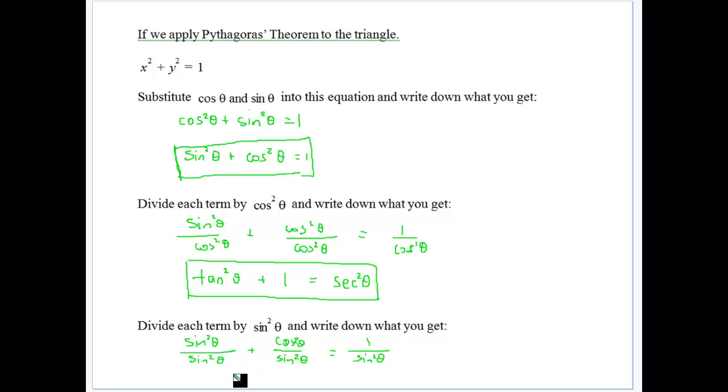So sine on sine gives us 1. Cos on sine, we saw, was equal to cotangent squared theta. And 1 on sine gives us cosecant squared theta. So there's our third relationship that we get from basically Pythagoras' theorem being applied to our triangle, a relationship with theta. We call these parametric equations.